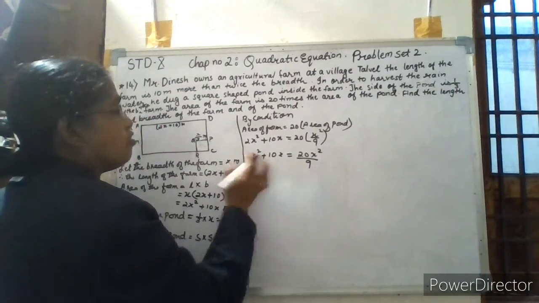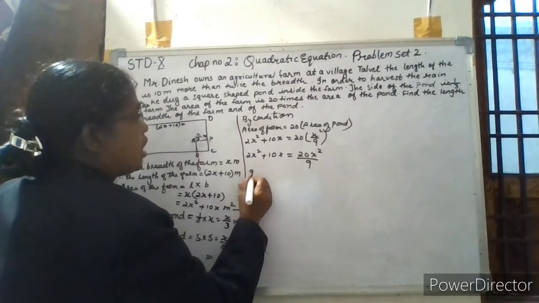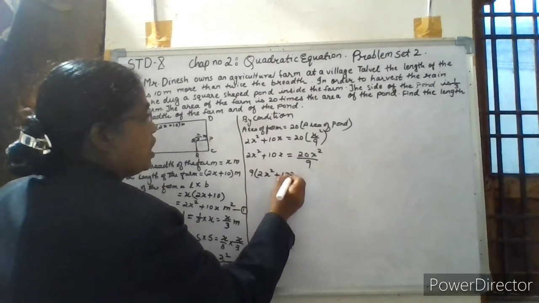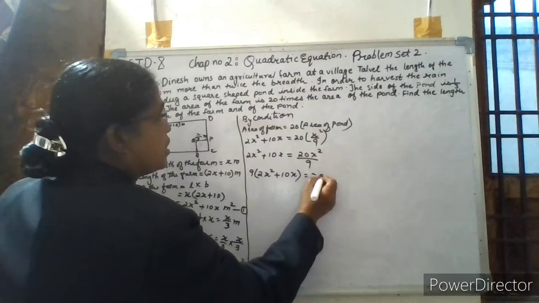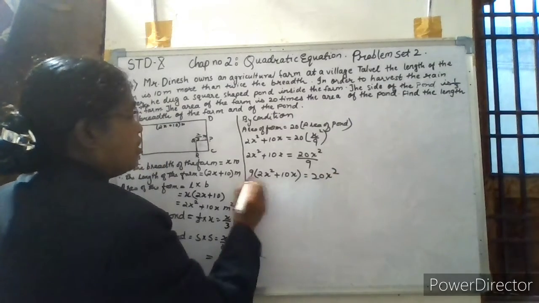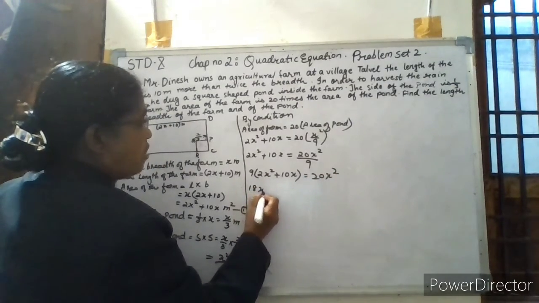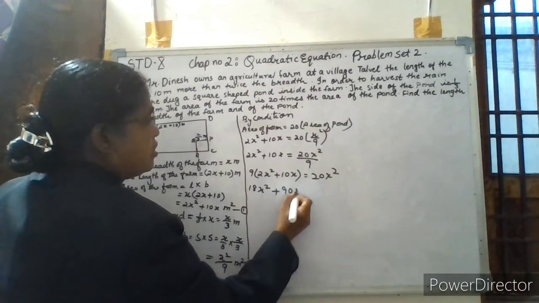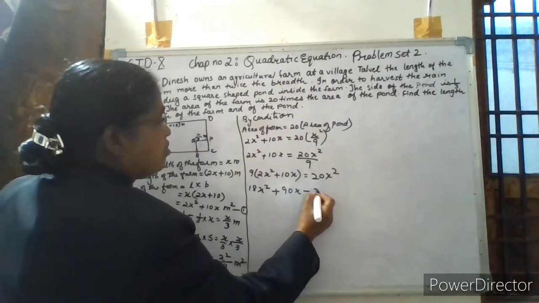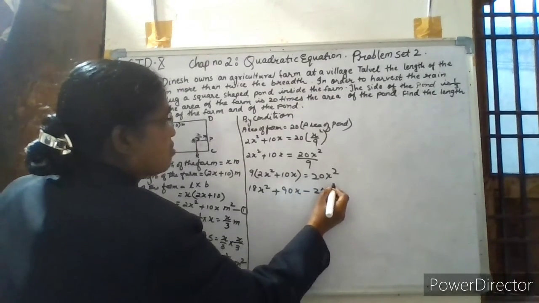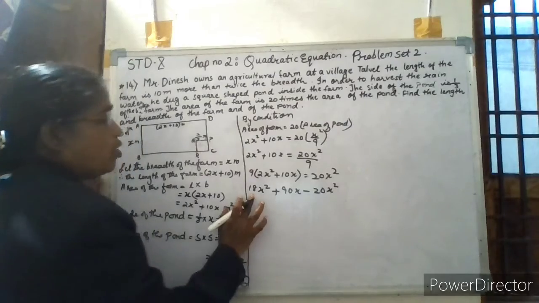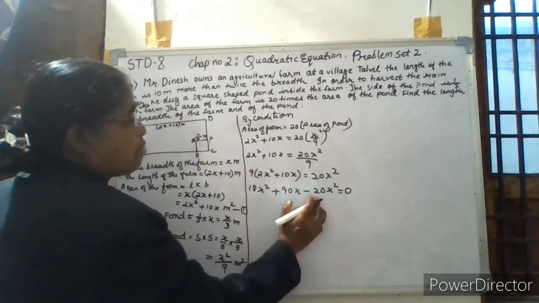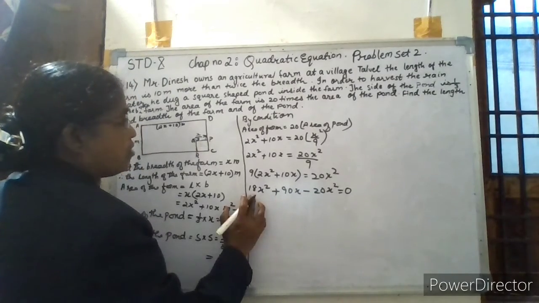Now do cross multiplication. Here 9 into 2x squared plus 10x is equal to 20x squared. Now 9 twos are 18x squared plus 9 tens are 90x minus this 20x squared. So this is equal to 0. Now this is minus 20x squared and this is plus 18.